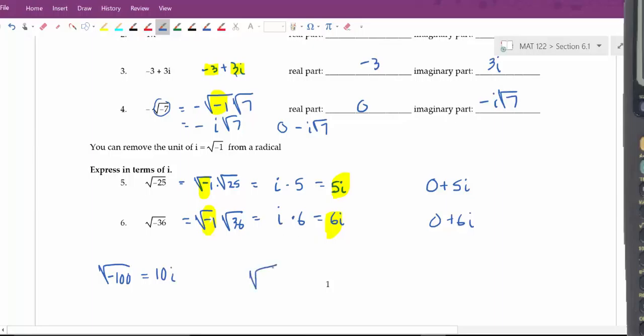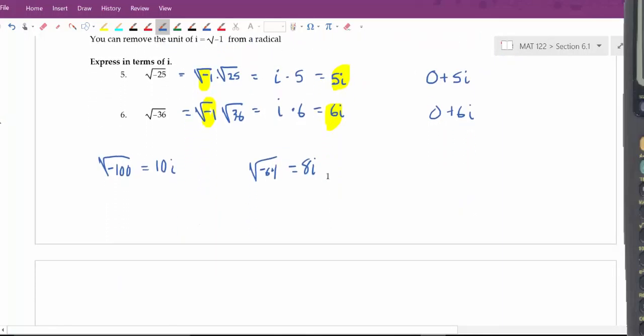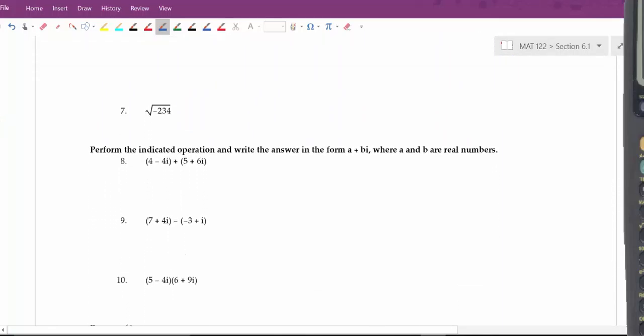So if you had the square root of negative 64, that's 8i and so forth. So you're imagining that the square root of a negative number exists. Okay. All right, and then you can also do things like this. Like on number 7, you can break this up like we did the other two. So you can do this, and then again you can replace this with i. So at the beginning you get i times the square root of 234.